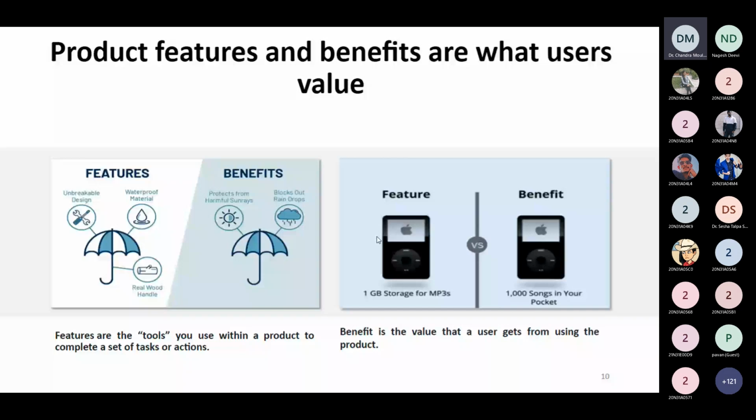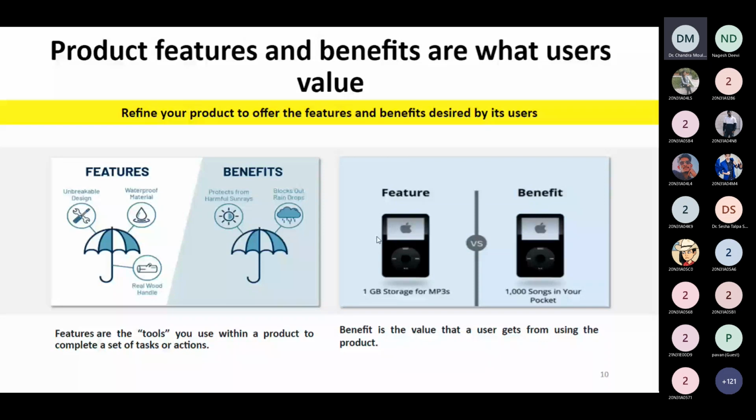When it comes to the umbrella, the features are: it has unbreakable design, waterproof material, and it is made out of real wood from forests. Then what benefits will your customer get? Protects from harmful sunrays and it blocks the rain. While you are designing the prototype, you have to keep in mind the features you are designing and how these features will give benefits to the customer. Refine your product to offer the features and benefits desired by its users.